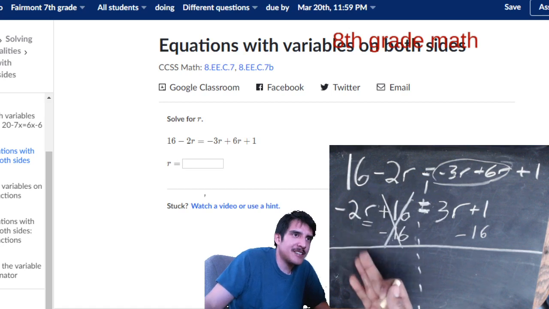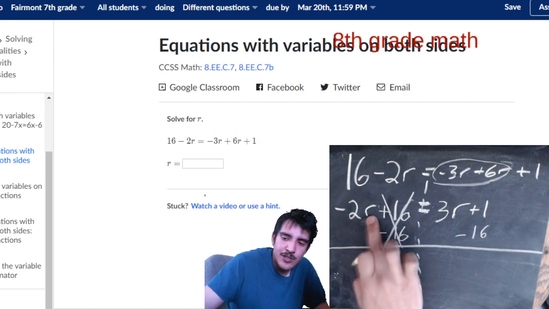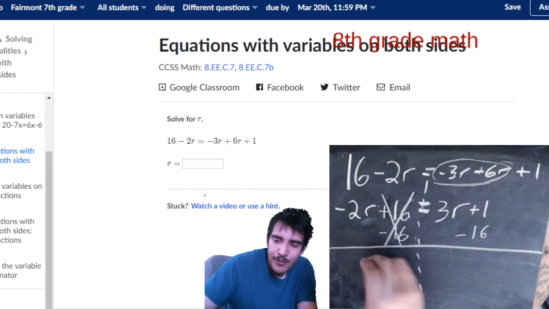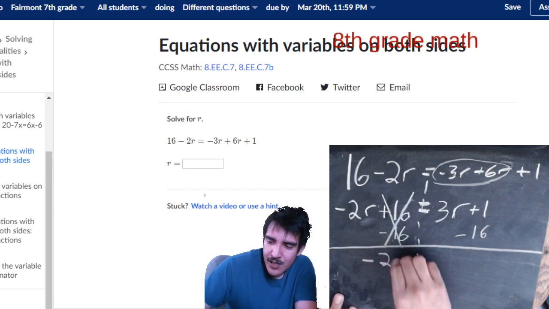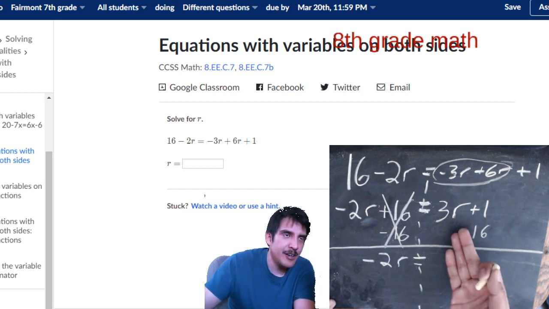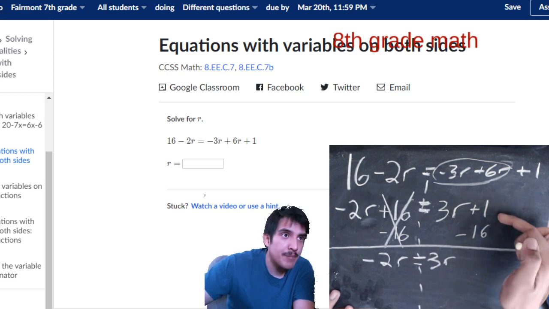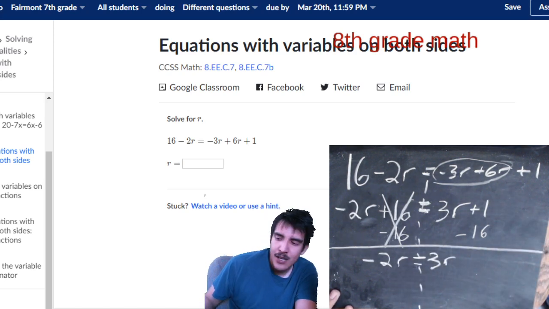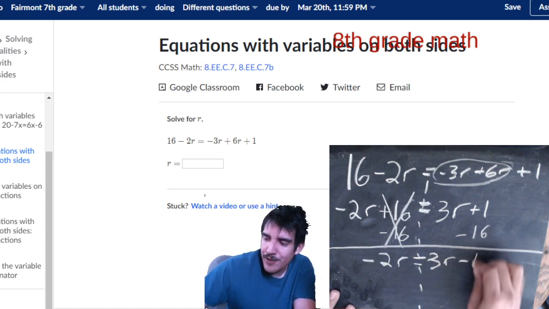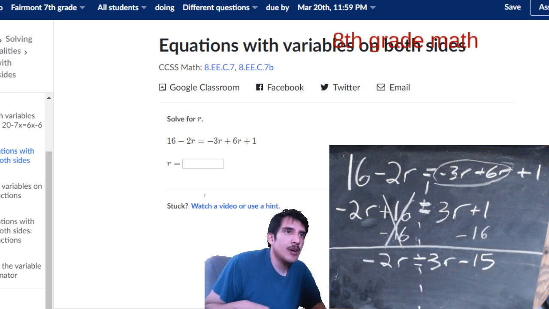Alright, what do we bring down? Not just 2r. That's another thing. A lot of people just bring down 2r. It's like, look at the sign right before it. It is a negative 2r. Boom. Let's bring down this side. 3r can just come down because there's nothing else. And then plus 1 minus 16. 1 minus 16, well, 0 minus 16 is negative 16. 1 minus 16 would be negative 15. Boom. Okay, we're almost done.